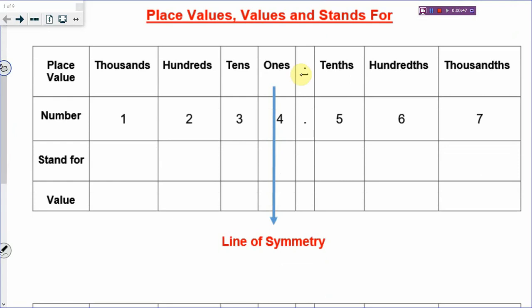So let's look at the place value one by one. If you look at the digit 1, what is the place value of the 1? That is in the thousands place. And then the 2 is in the hundreds place, and the 3 is in the tens place, and the 4 is in the ones place. This is what you learned in primary 1, primary 2. Then when you come to P4, there's a decimal point, a decimal that you have to look at.